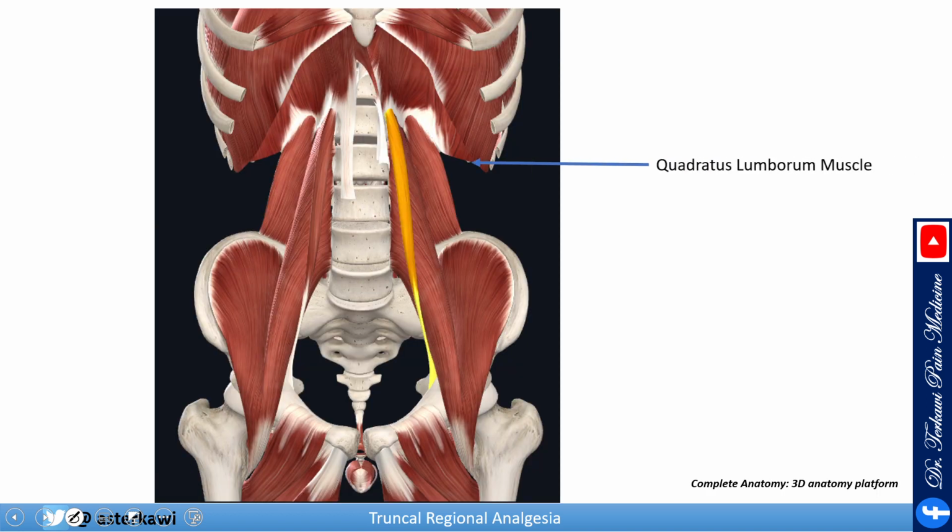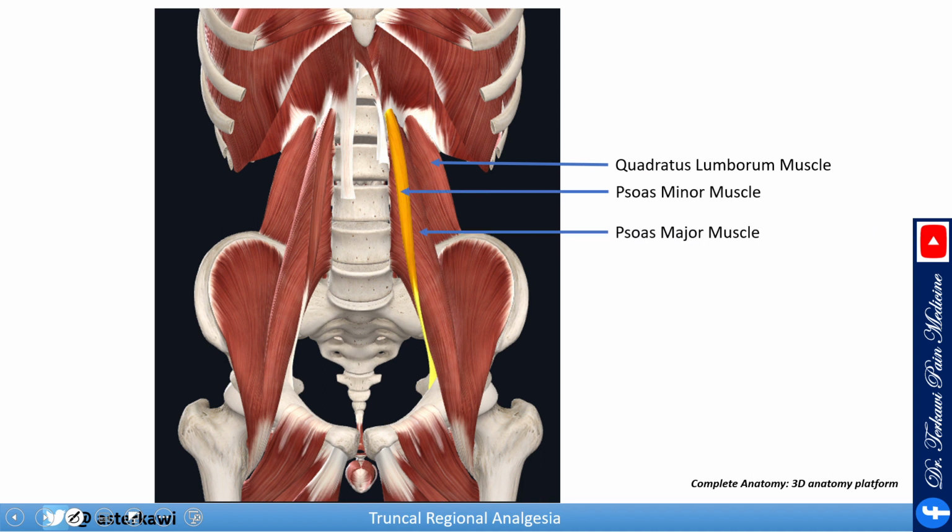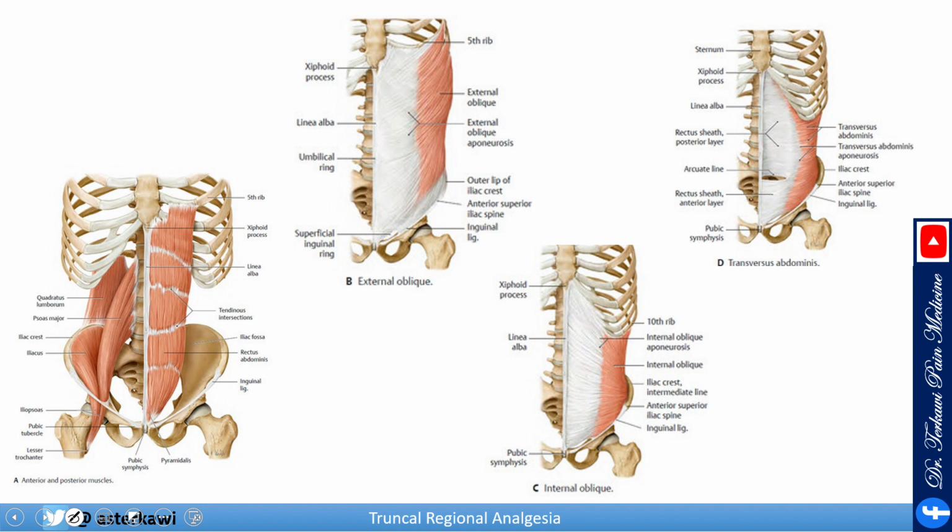In some people, again, this is the quadratus lumborum. Underneath that, you have the psoas major and minor. The psoas minor is not a very important muscle for our blocks. But what's important to know is that it's not always present. Only about 50% of the population have the psoas minor muscle. And then here you have the iliacus muscle.